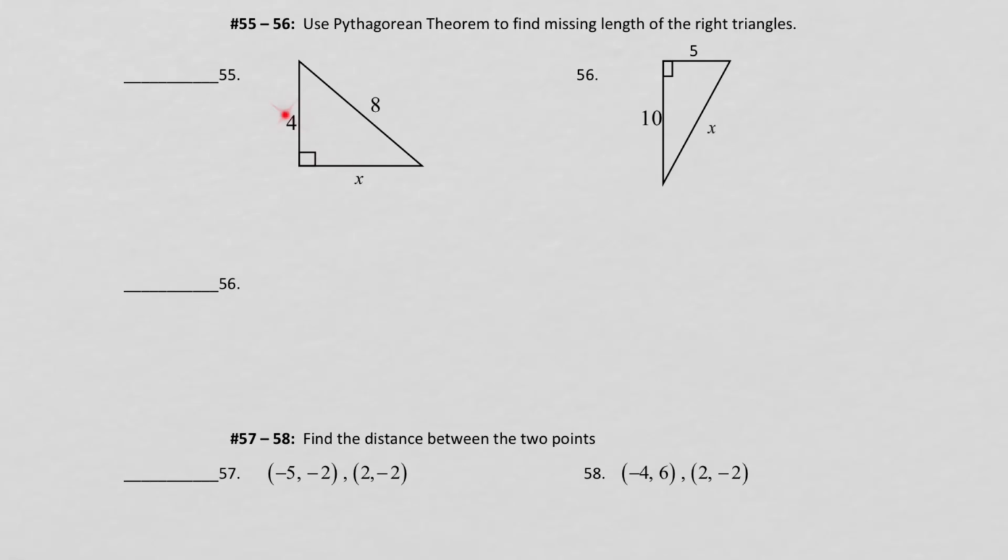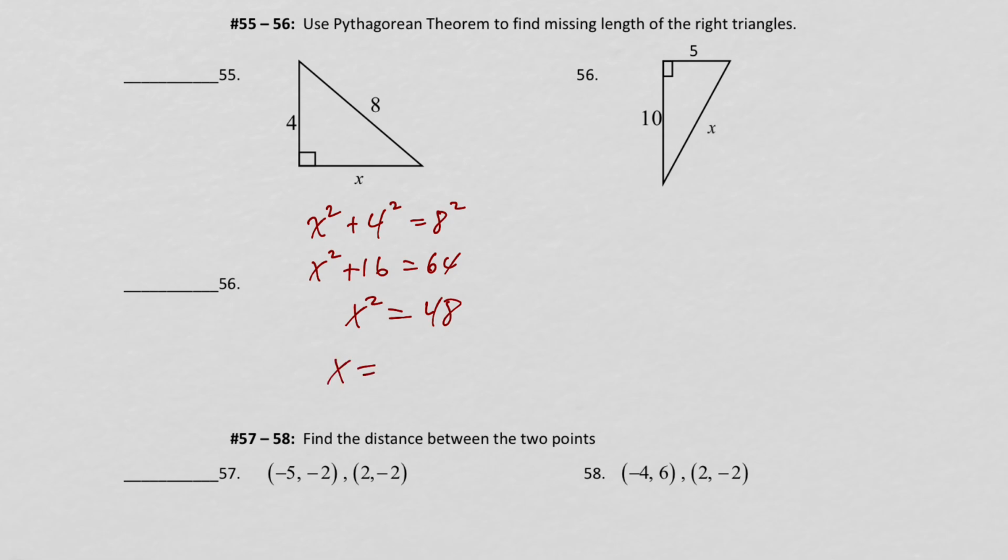Okay, the sum of the squares of the sides touching the right angle equals the square of the other side. So x squared plus 4 squared equals 8 squared. 64 minus 16 is 48. So x is equal to the square root of 48, which is 16 times 3. That's 48. But I can take out the 16 by square rooting and get a 4. So this is 4 root 3.